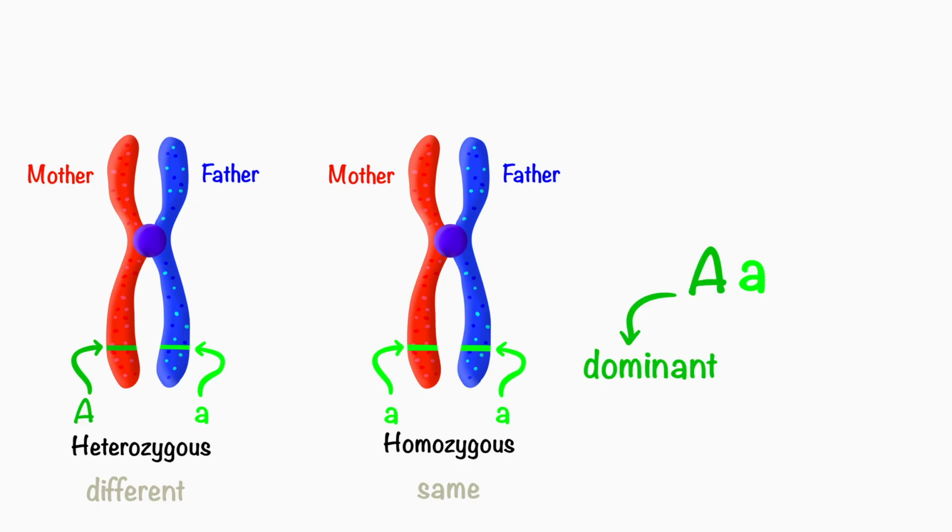Sometimes one allele can completely override the other when they're different. The allele that shows itself is called the dominant allele. We typically use a capital letter for dominant alleles, for example, capital A. The other one is called the recessive allele, represented by a small letter, for example, lowercase a. A recessive allele only shows itself when there's no dominant allele present.